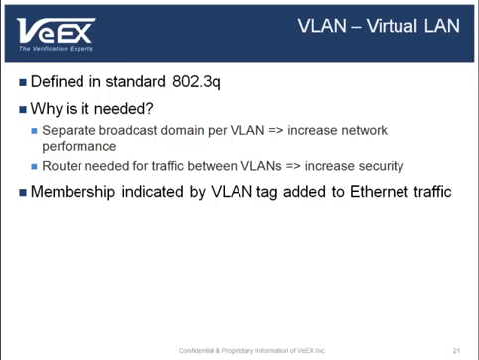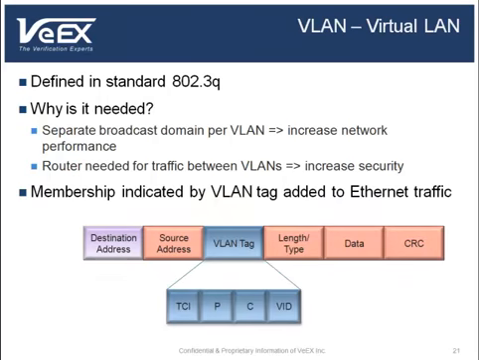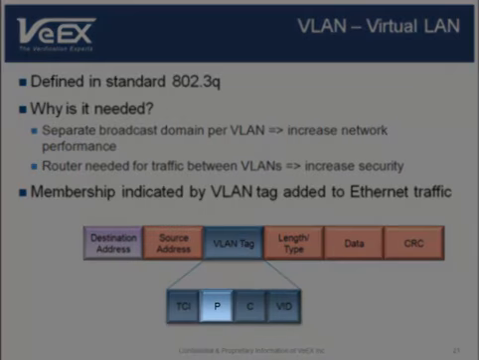Membership in a VLAN is indicated by the VLAN tag added to the Ethernet traffic immediately following the address fields of the frame. The important fields in the VLAN tag are shown in this graphic. P, which has 3 bits, indicates the priority on a level of 0 to 7. The 12-bit VID field, which can take a value from 0 to 4095, identifies a VLAN to which the frame belongs.